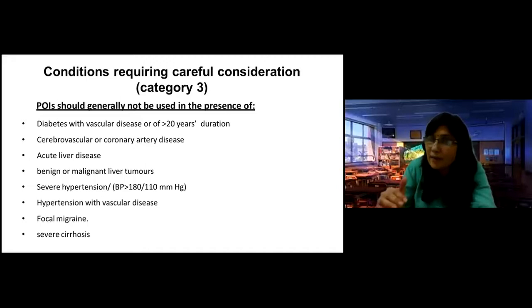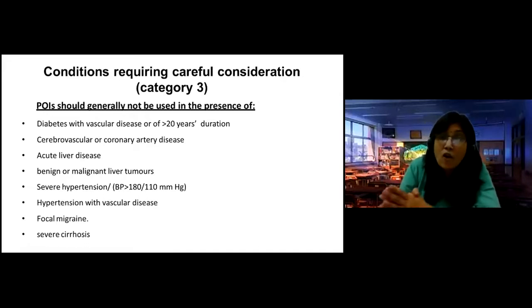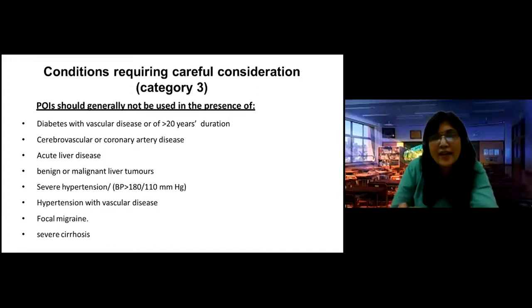So mild hypertension can use, but severe hypertension where blood pressure is more than 110 to avoid, vascular disease with hypertension to avoid, already having migraine to avoid because progesterone will lead to headaches. It is known to be associated, and severe cirrhosis also. So this is considered as category 3.